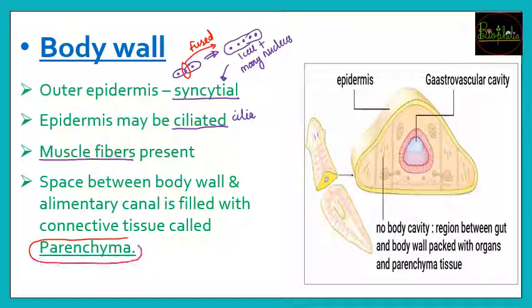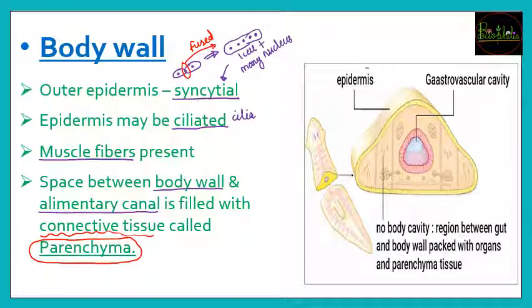This parenchyma is going to be a connective tissue. Now this connective tissue is going to be appeared between the body wall, यानी जो outer layer थी, that was your epidermis, and the alimentary canal जो सबसे अंदर होगी. So between your body wall and alimentary canal, all that space is going to be filled with the parenchyma connective tissue. Now let's understand with the diagram.